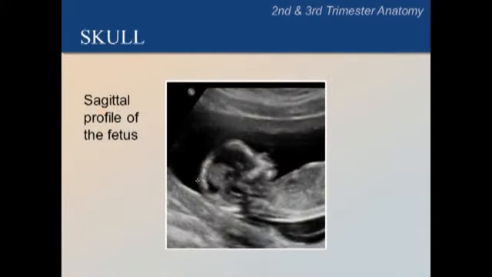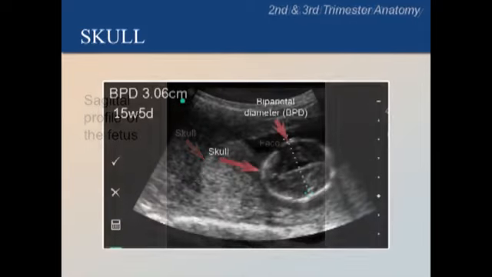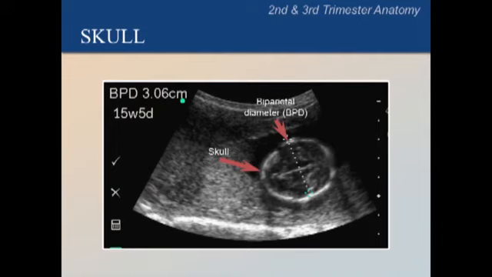This is a sagittal profile of the fetus. Please ask your trainer to show a sagittal position with a doll. Because the skull is bone, it is hyperechoic, so it will appear white. Here we can see the face and the skull. This picture shows the skull in transverse.